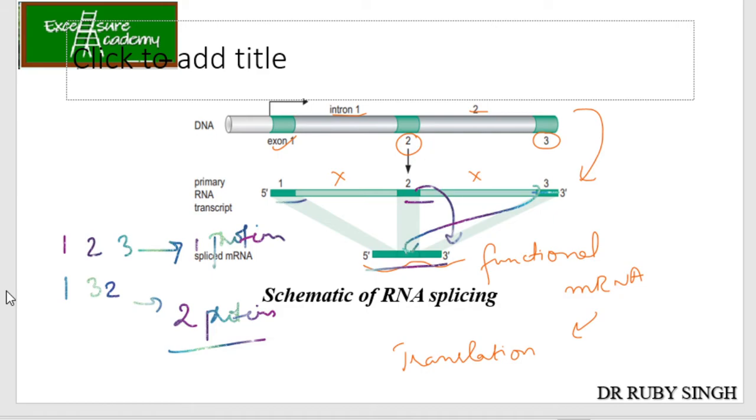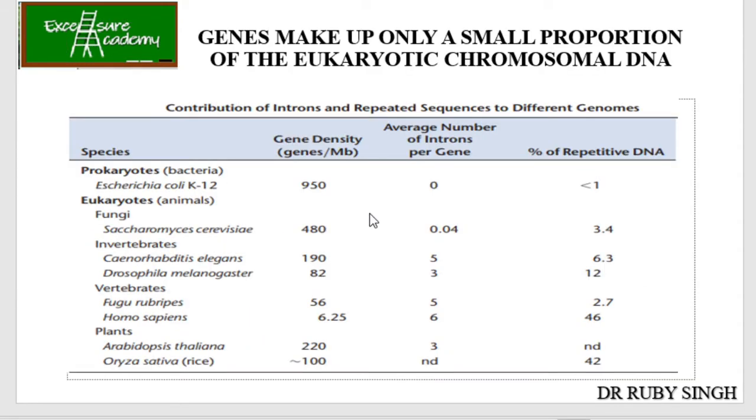Now the contribution of the introns and the repeated sequences to the different genomes. Let's see what they have shown over here. You can see that E. coli is there, gene density 950. The average number of introns is 0. So this is the beauty of prokaryotes.